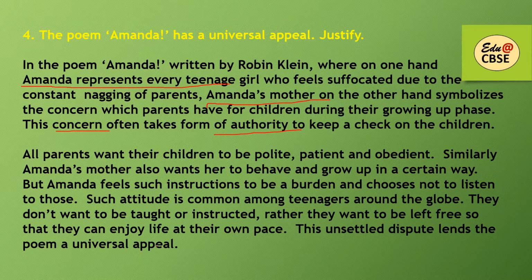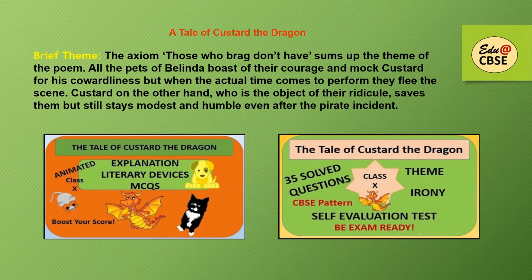They don't want to be taught or instructed. Rather, they want to be left free so that they can enjoy their life at their own pace. This unsettled dispute lends the poem a universal appeal. So ये जो unsettled dispute है ये हर जगह है. So this lends the poem a universal appeal. Now the next poem, A Tale of Custard the Dragon. So quickly we'll do the theme, and these are again 2 videos, explanation and self-evaluation test.